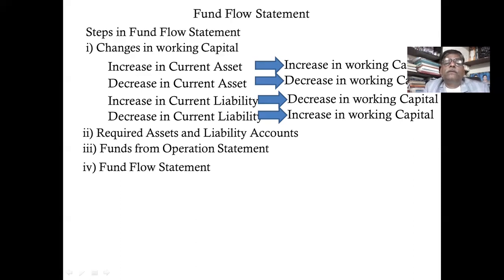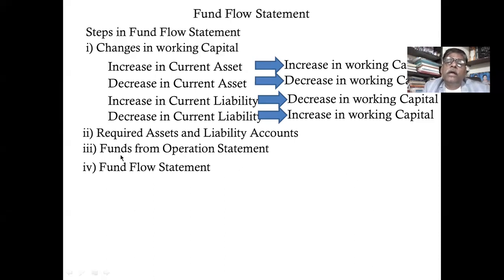And the fourth step is the fund flow statement. These are the 4 steps you have to follow to prepare a fund flow statement. First, you prepare the changes in working capital. Thereafter, you prepare the required accounts. If detailed information and adjustments are given to you, then you prepare the required accounts.